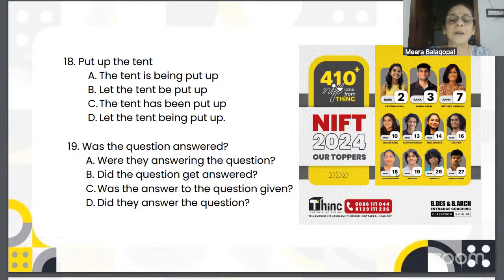Was the question answered? Now, that is passive voice. Now, when you change it into active voice, did they answer the question? Who is answering actually? They. So, did they answer the question will be the active voice question.